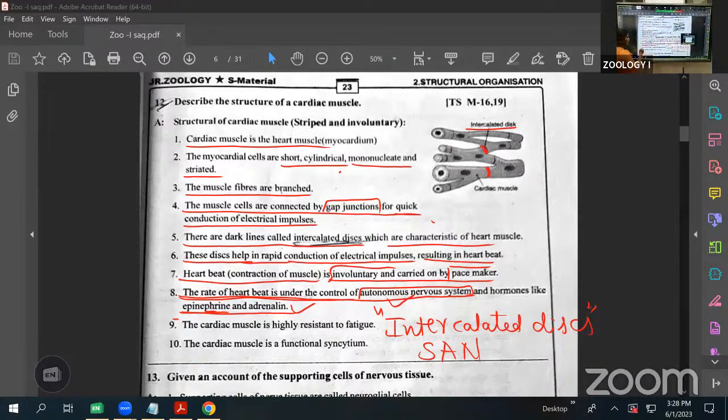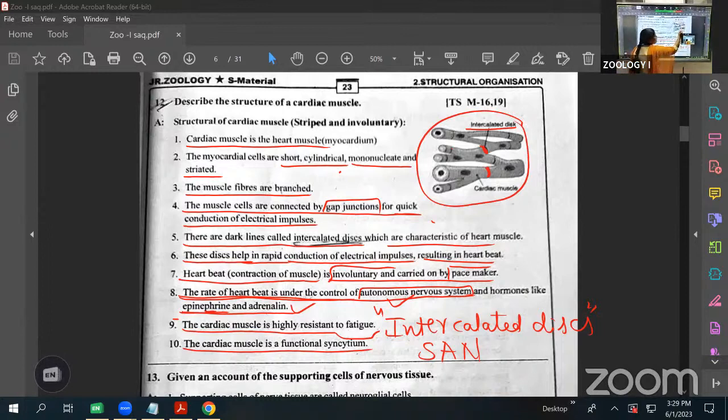Next, the cardiac muscles are highly resistant to fatigue, meaning they do not take rest; they work continuously and rhythmically. Next, cardiac muscle is a functional syncytium, meaning one group, one bunch of fibers is formed like this. That one group of muscles works for one particular function. That's why we call it a functional syncytium. See this one here, observe the diagram.